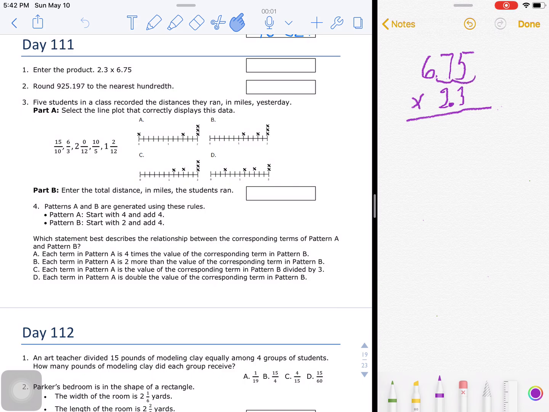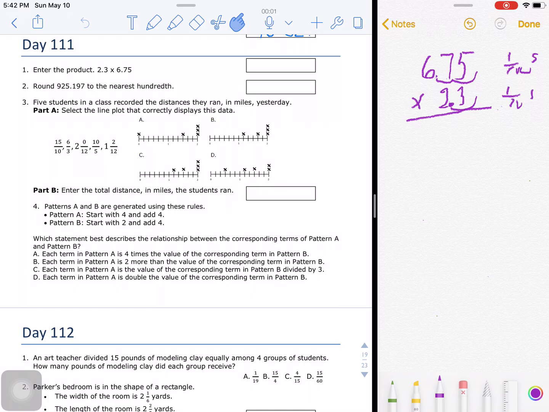So this is in hundredths, 6 75 hundredths, but I'm going to move my decimal point to the end, and then this is 3/10. I'm going to move that out, and we'll put that in later. But we need to remember that this is hundredths, and this is tenths. Okay, so we're going to go ahead and multiply using the standard algorithm.